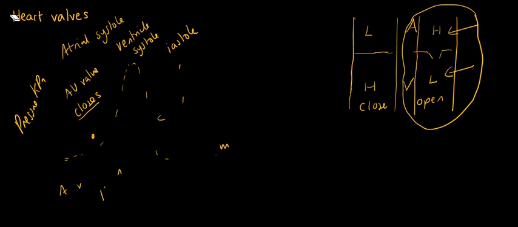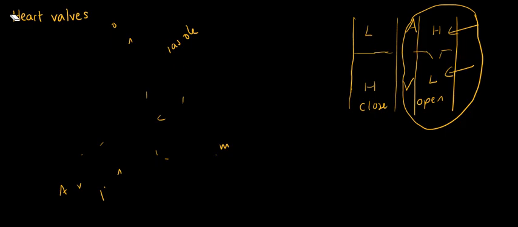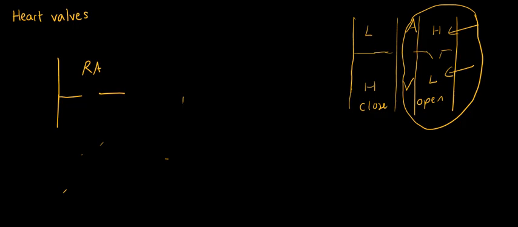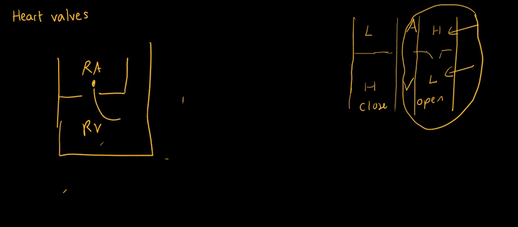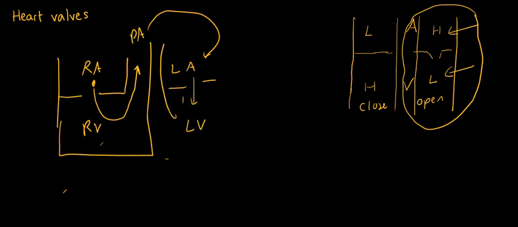And then we also have valves which are related to the chambers with arteries leaving the heart. So going back to my diagram here, this is my right atrium, and this is my right ventricle. Blood's going to start here, go down through here and be pumped up through the pulmonary artery, then returning to the left atrium before entering into the left ventricle and then being pumped up through the aorta.